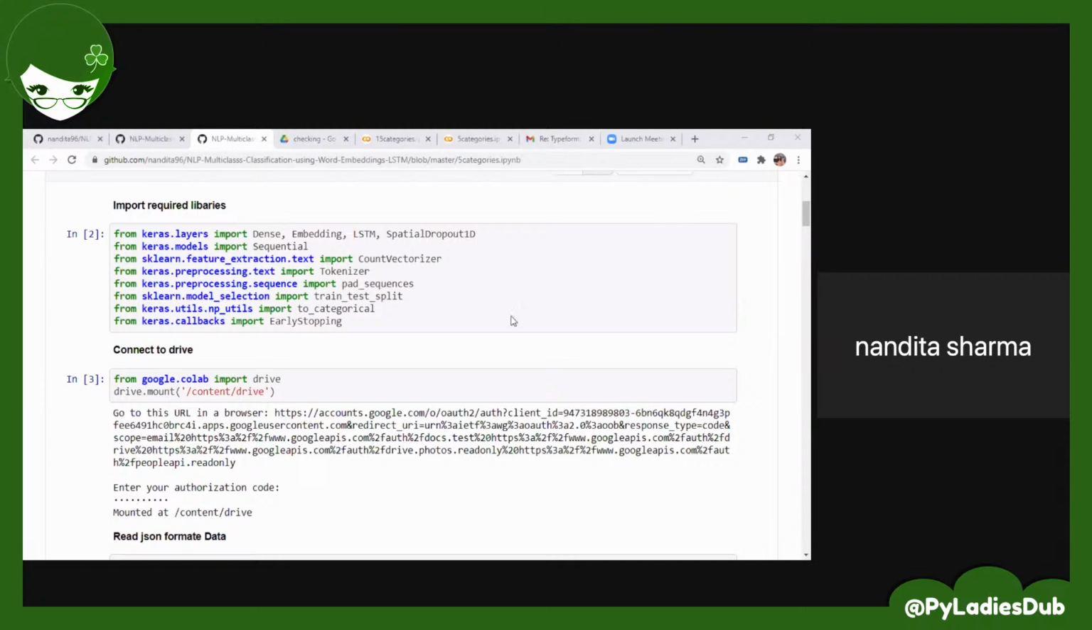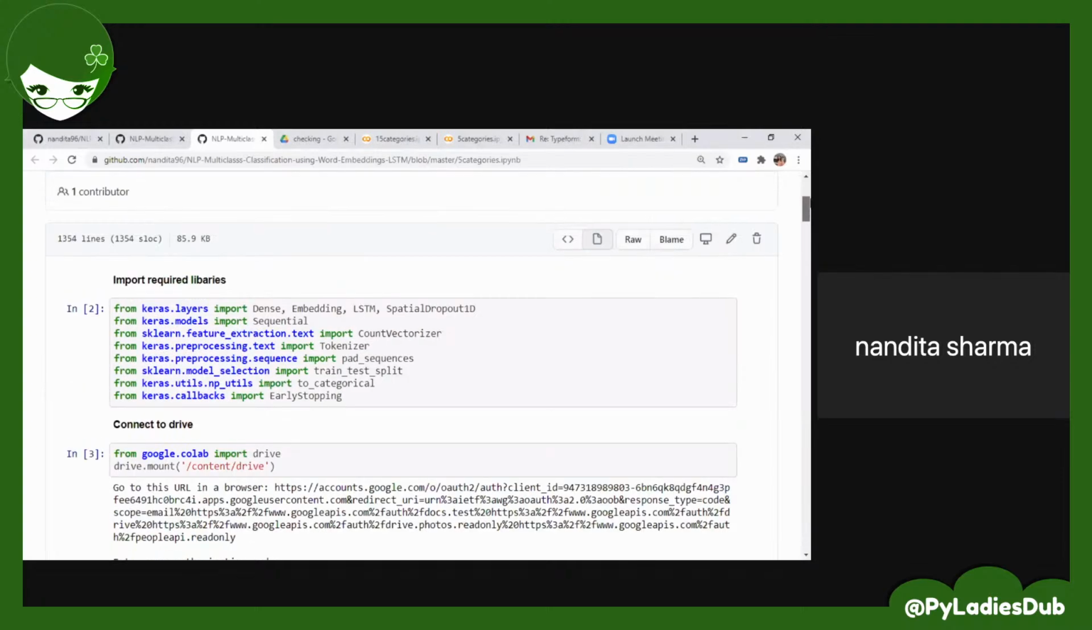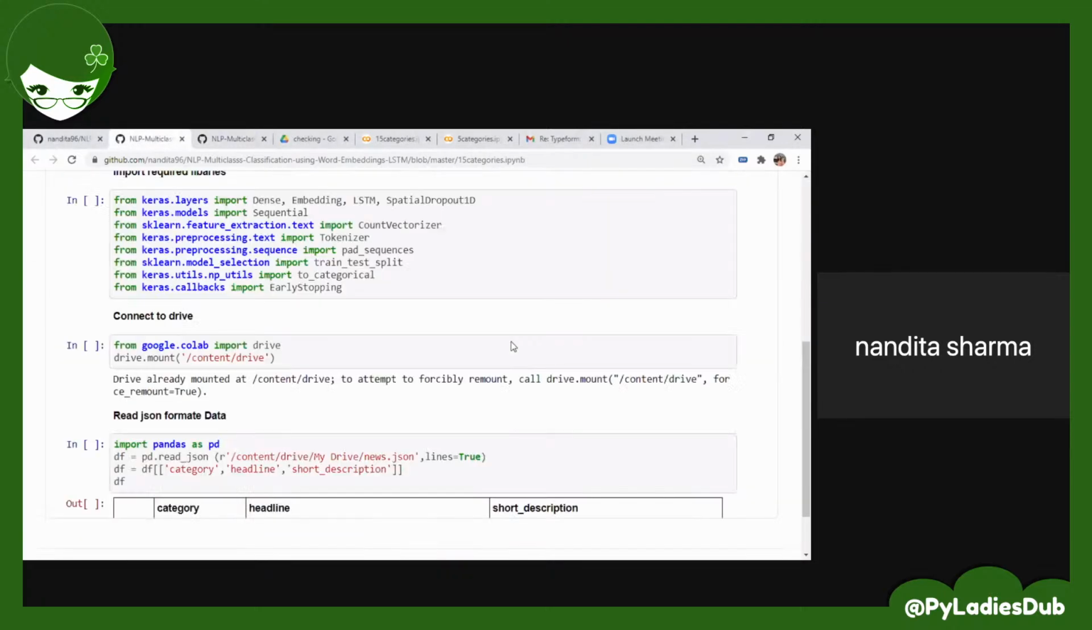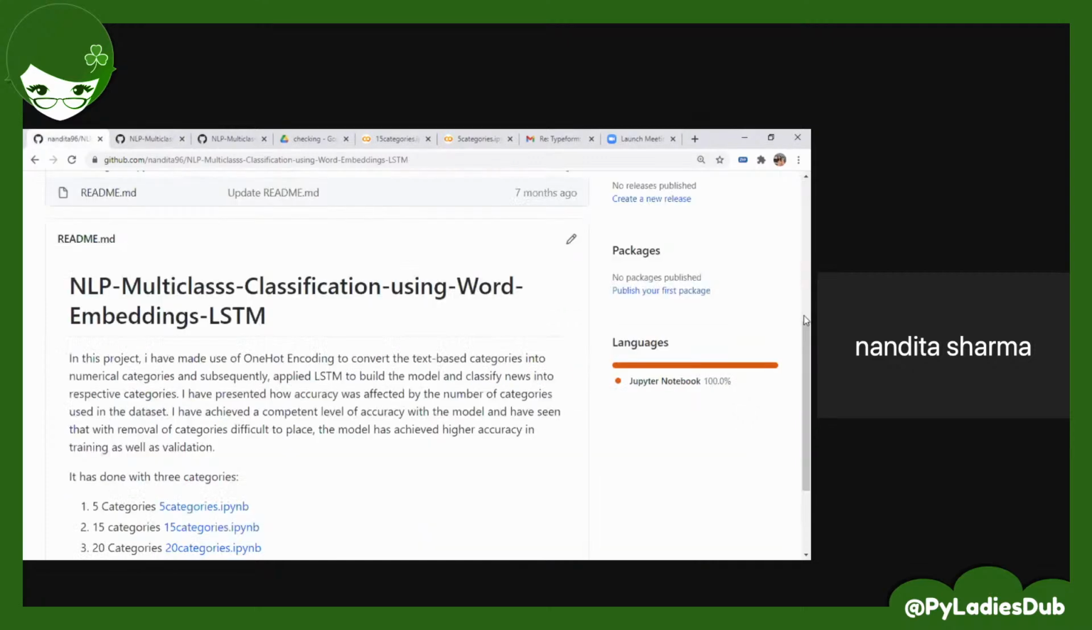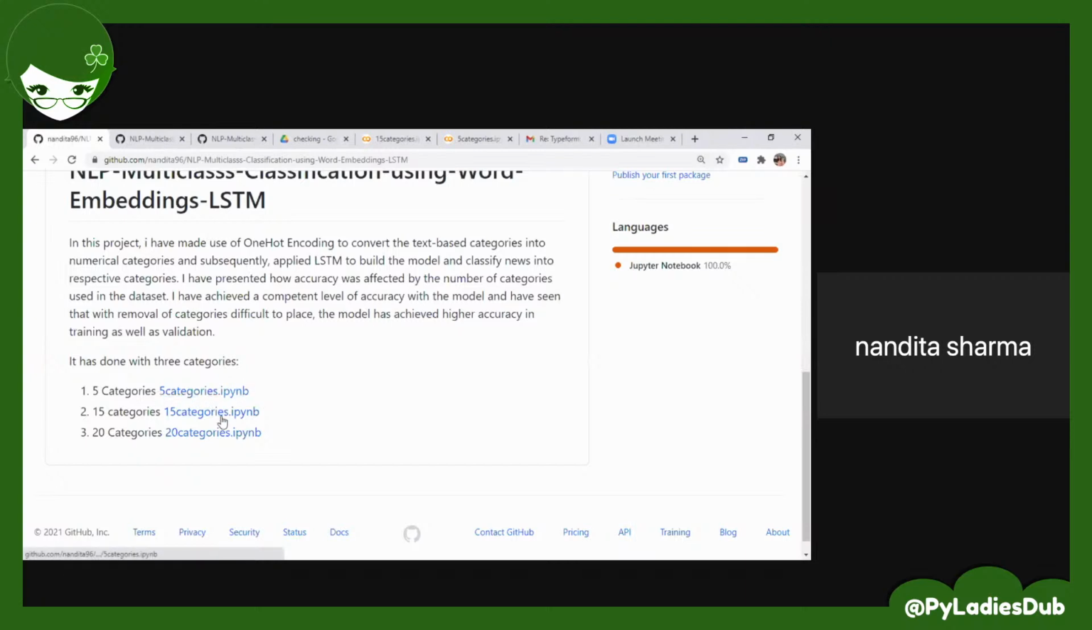So this is the brief about the code. This is my GitHub repository, where I have given a brief description of the code and the categories. There are 3 category settings I have applied in this project: 5 category, 15 category, and 20 category. By this I mean I have checked it for 5 categories, for example, where the news belongs to sports, beauty, and other news like crime, business, and so on. So I did it for 3 different category settings.